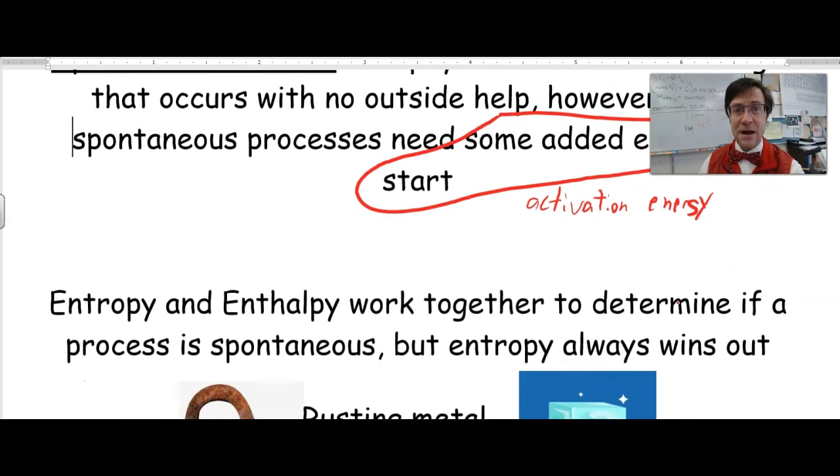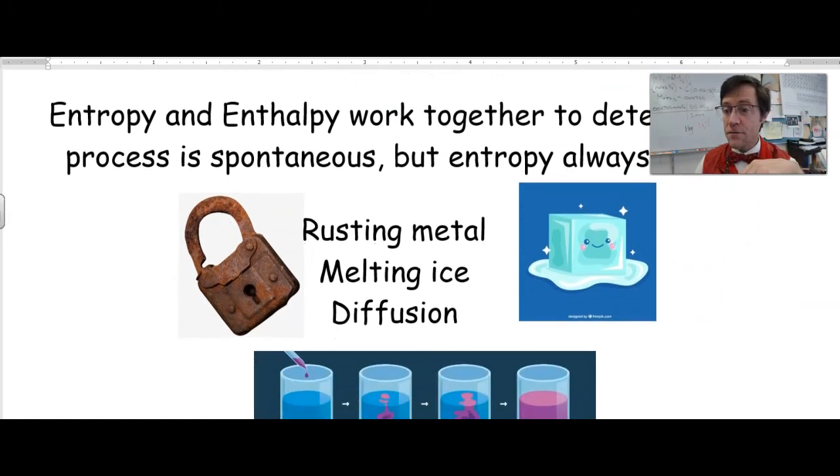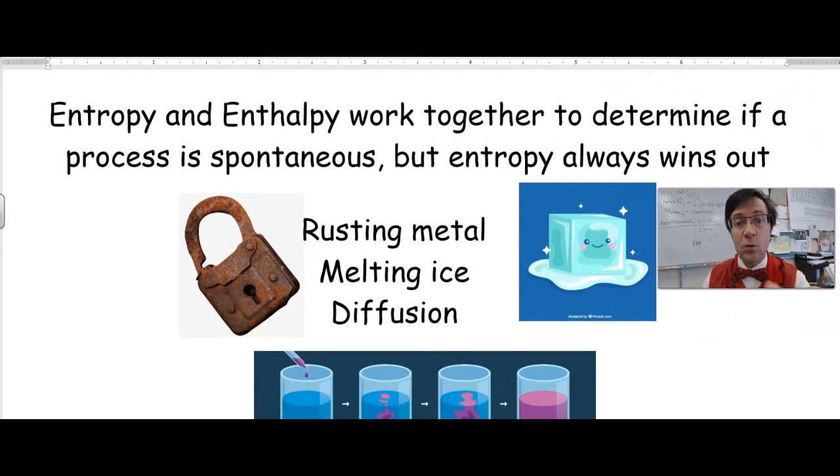So what makes spontaneous things happen? Well, I'm going to tell you. Our two forces, entropy and enthalpy, work together to determine if a process is going to be spontaneous. However, entropy will always win out. Always. There is no time where entropy doesn't win. Now look, let's check this out.